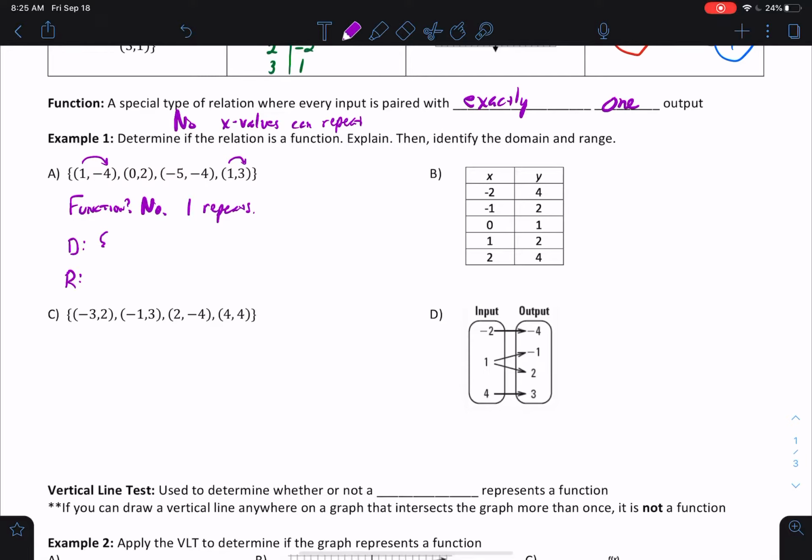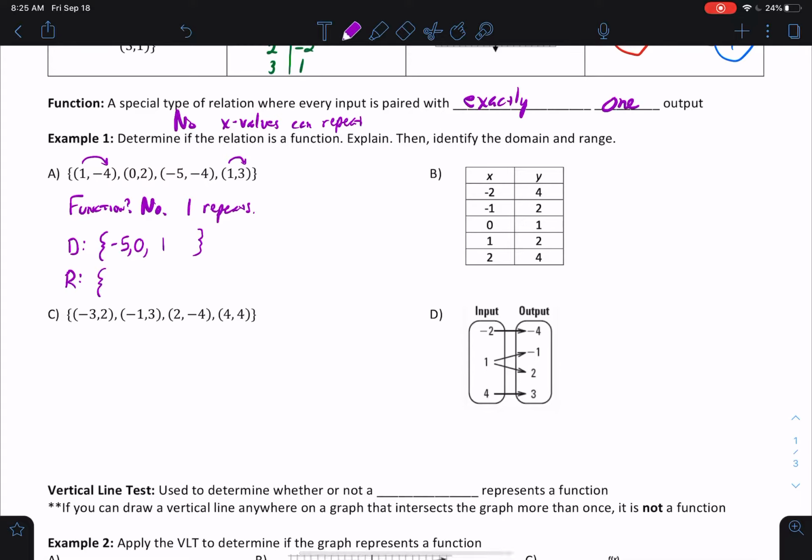Domain is the list of all the x coordinates, all the inputs, 1, 0, -5, and 1. Typically, we would write those in ascending order, so I'm actually going to rewrite this. I go -5, 0, and 1. And then I don't need to write 1 twice because I've already got it considered when I have that domain value of 1. All right, so I don't need to write 1, 1.